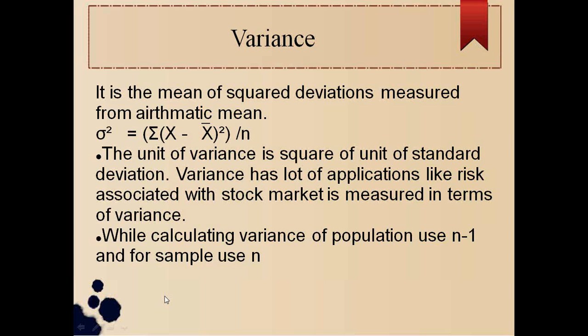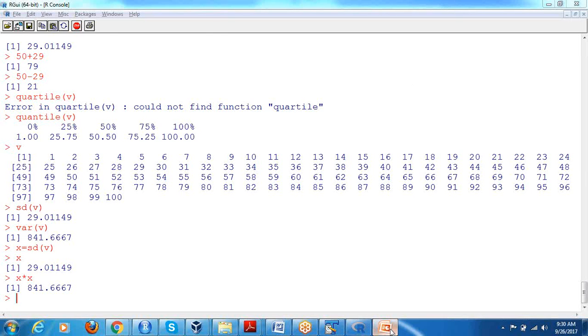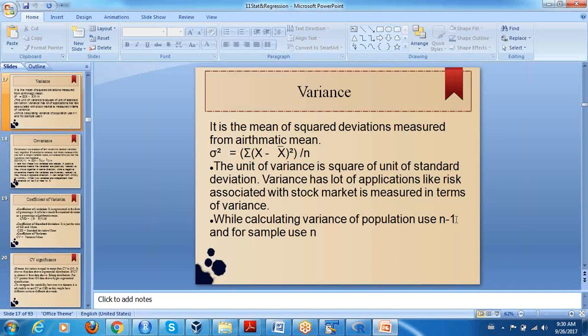Okay, and the formula of variance is this: sigma square is equal to summation of x minus x bar the whole square divided by n. We don't take the under root. So variance has a lot of applications, like risk associated with the stock market is measured in terms of variance. One thing: when we calculate variance of population, we use n, and for sample, we use n minus 1.